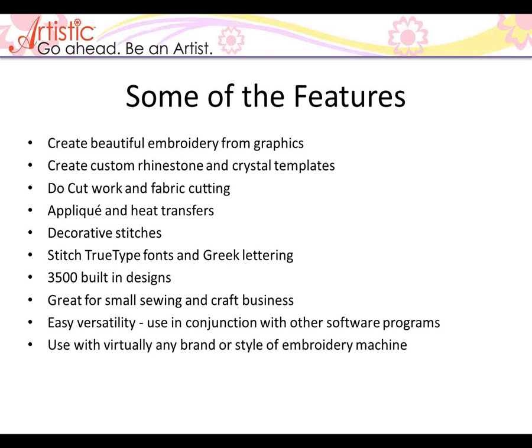Some of the features of the Artistic Suite version 6 are: we can create beautiful embroidery from graphics, we can create custom rhinestone and crystal templates, we can do cutwork and fabric cutting, make applique and heat transfers, we can use decorative stitches, turn true type fonts and Greek lettering into stitches. There are 3,500 built-in designs. It's great for small sewing and craft businesses, can be used in conjunction with other software programs, and can be used with any brand or style of embroidery machine.